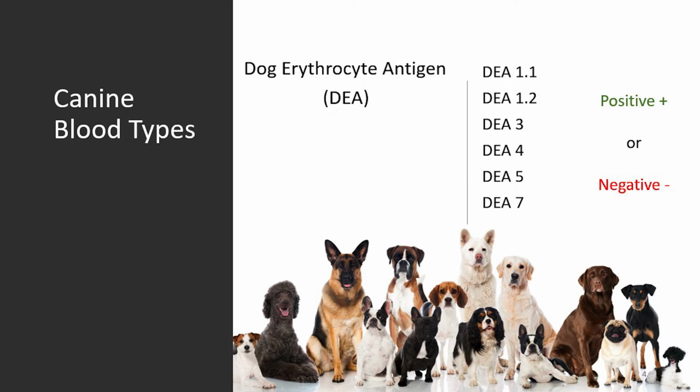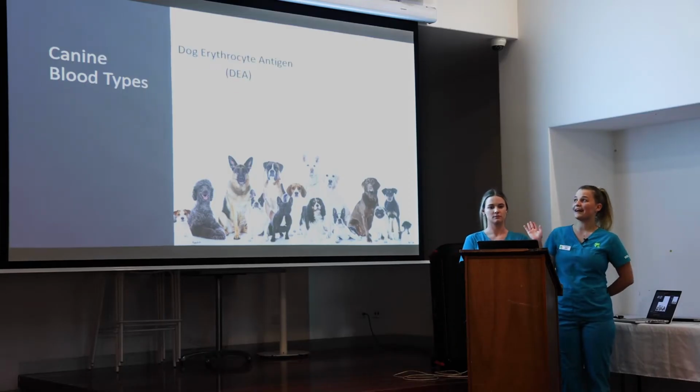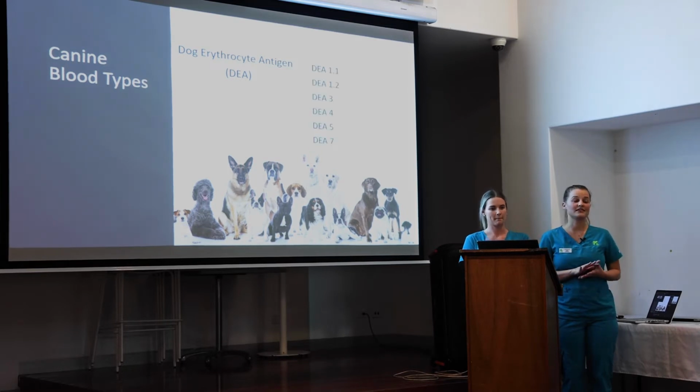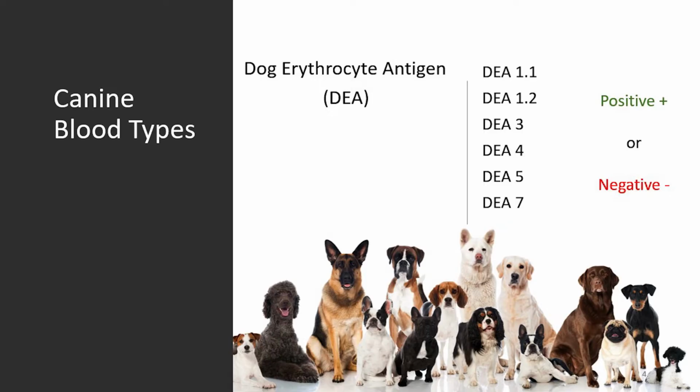So the first topic that we'll discuss is canine blood types. Canine blood groups are classified by the dog erythrocyte antigen system, which is referred to as DEA. These are the antigens that are attached to a canine's red blood cells. The 6 DEA groups are DEA 1.1, DEA 1.2, DEA 3, DEA 4, DEA 5, and DEA 7, all of which are either positive or negative for the antigen, which will differ from canine to canine.